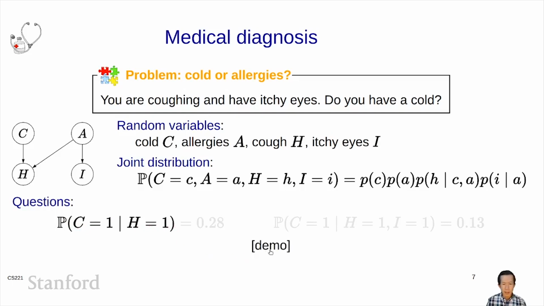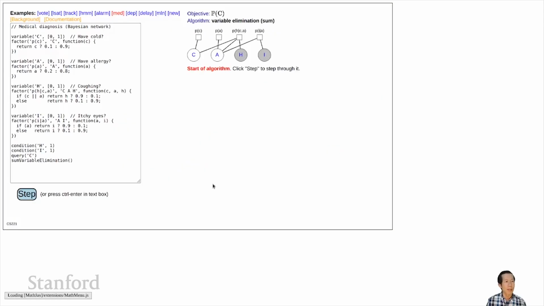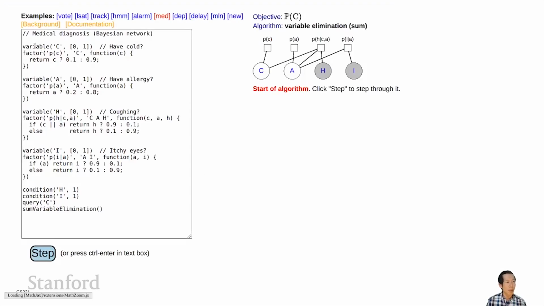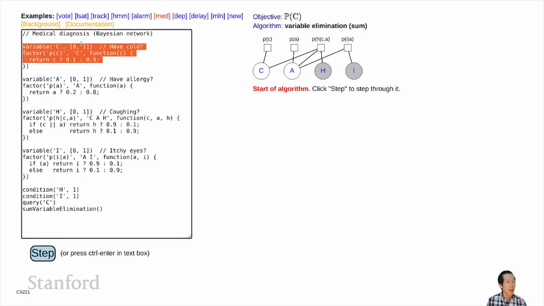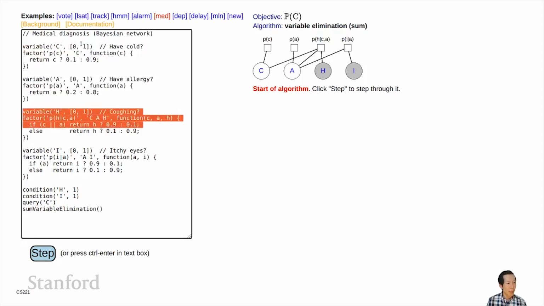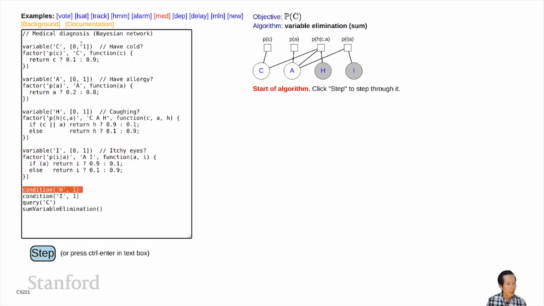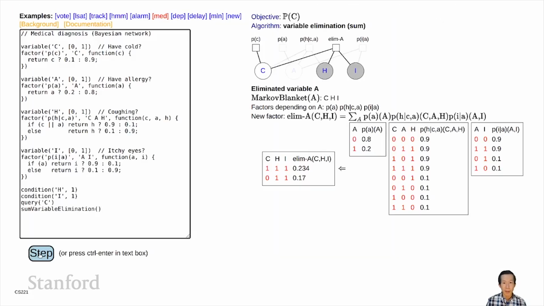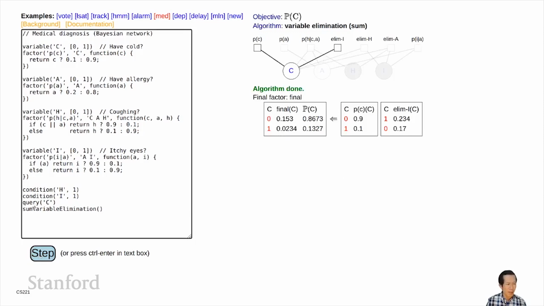Okay, so let's look at this demo. Here is a Bayesian network for medical diagnosis where I've defined C, A, H, and I. Now I'm conditioning on H equals 1 and I equals 1, and I'm asking for the probability of C, marginalizing out A. I run this, and it runs the sum variable elimination algorithm, which you don't need to worry about for now. It produces that the probability of C, conditioned on H equals 1 and I equals 1, is 0.13.